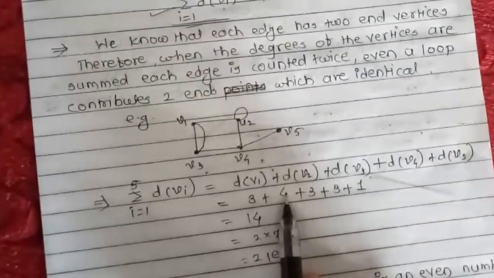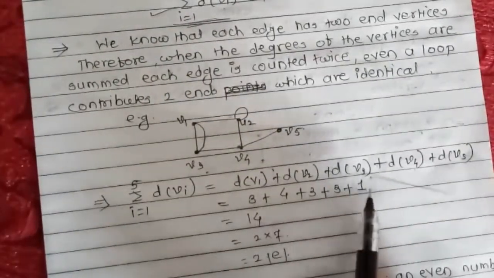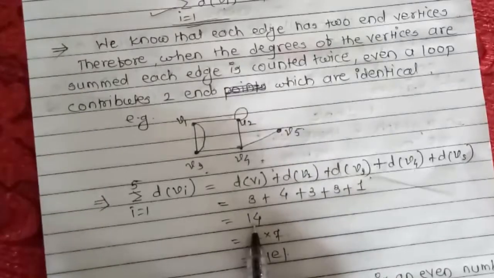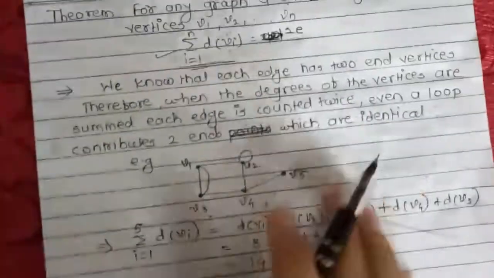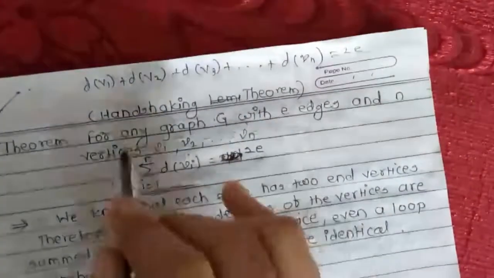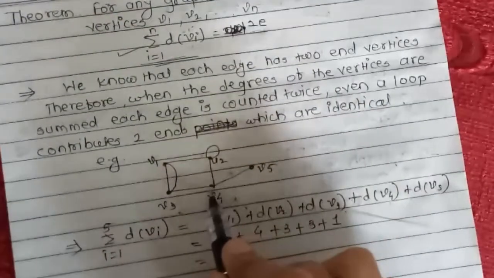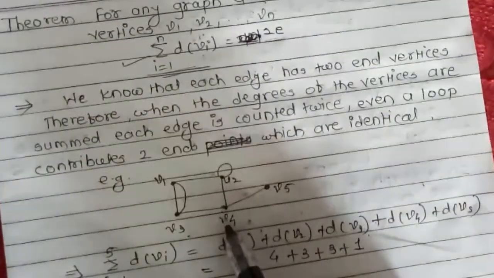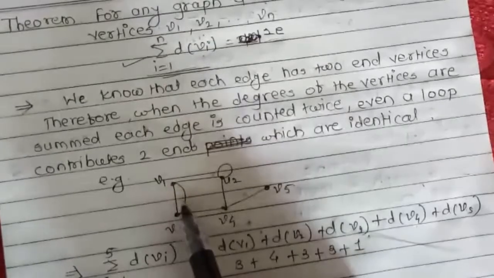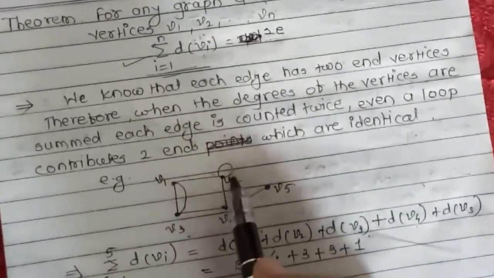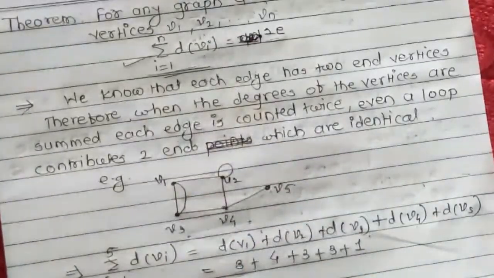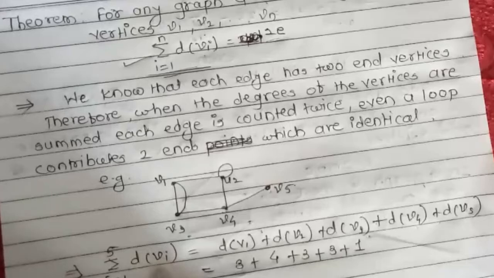So here 3 plus 4 plus 3 plus 3 plus 1 is equal to 14. Now we check the other side. Here in this statement e means the number of edges, so we count the number of edges in graph G. In this graph there are 7 edges: 1, 2, 3, 4, 5, 6, 7. And each edge is counted twice for the summation of degree of vi.